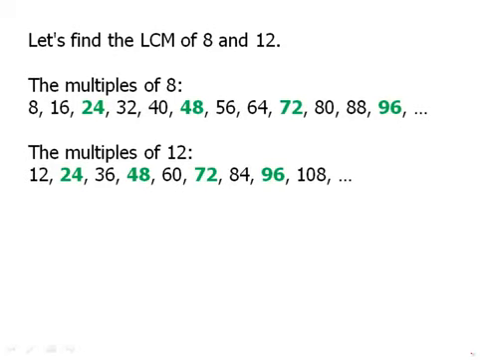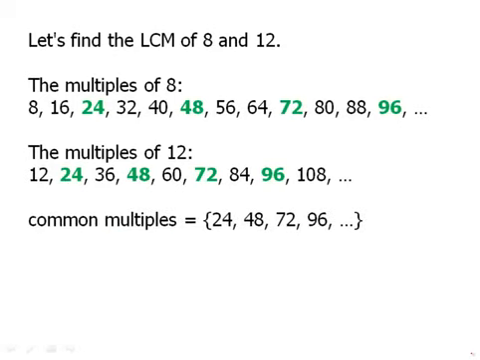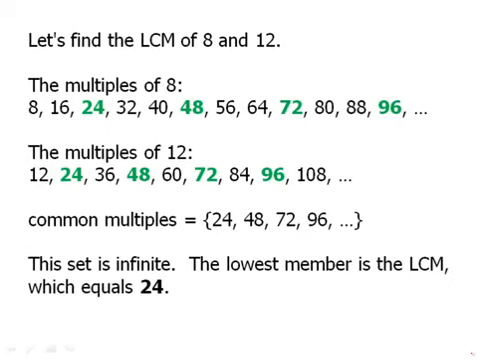We can separate those out and put them on a separate list. These are the common multiples, the multiples that both numbers have in common. That list, of course, is infinite. The lowest member is the least common multiple, which equals 24 here. 24 is the least common multiple of 8 and 12.